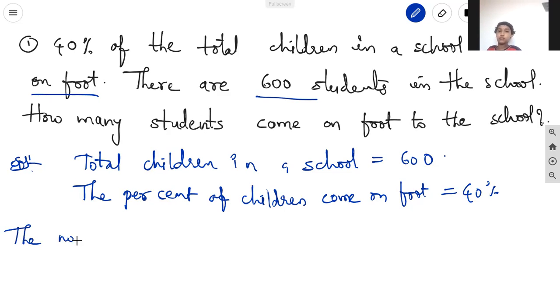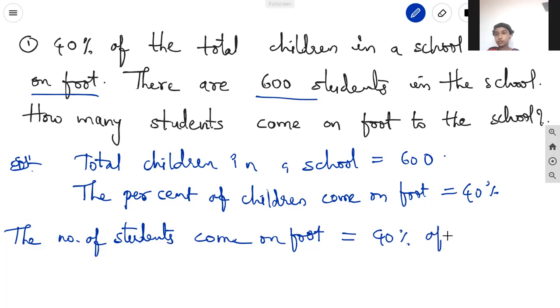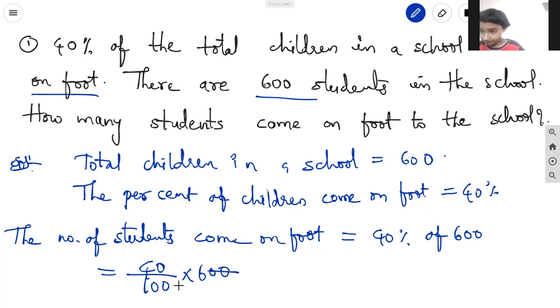The number of students who come on foot equal to 40% of total students, 600 students. That is equal to 40 per 100 into 600. Two zeros cancel. 6 fours are 24. 240 students come on foot to the school. This is the answer.